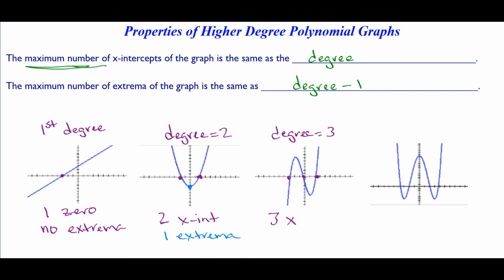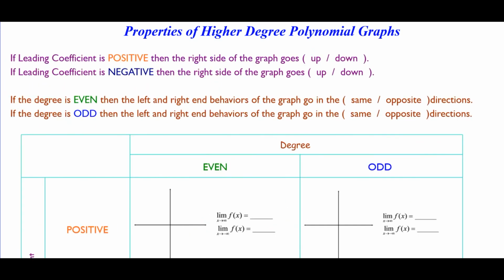Okay, so trying to pull all of this together, looking at a polynomial graph from the equation or backwards. If the leading coefficient is positive, then I know the right side goes up. If the leading coefficient is negative, then I know the right side goes down.